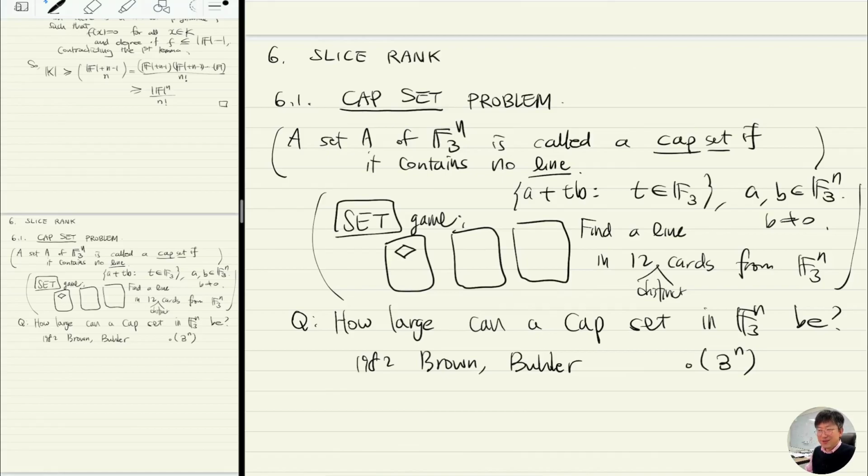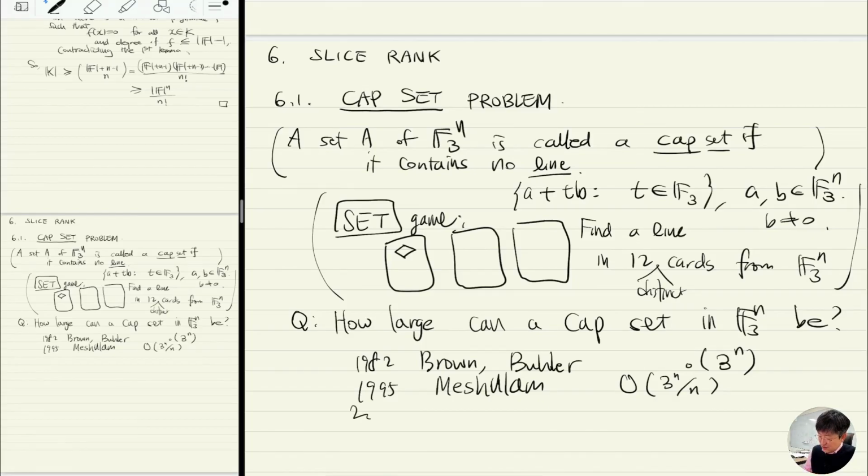And this work was based on the regularity lemma by Szemerédi. And then later in 1995, Meshulam improved it to big O of 3 to the n over n. This big O notation means that when you divide the size of the capset by 3 to the n over n, the absolute value is bounded by some constant if n is sufficiently large. And this was based on a Fourier analytic method.